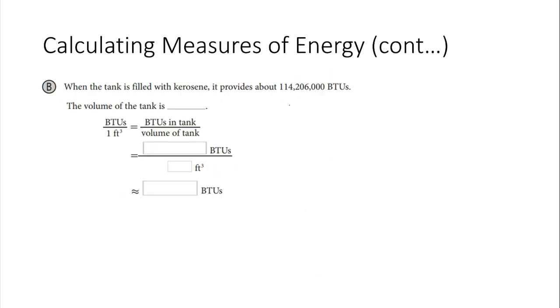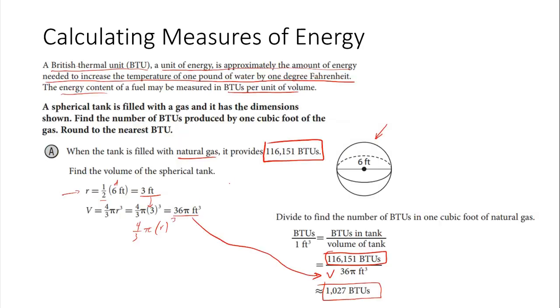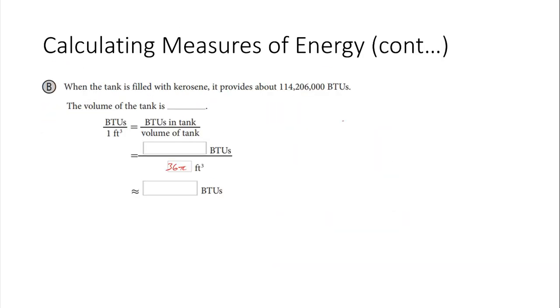All right, so let's take a look here. We got this tank, the same tank, which had 36 pi cubic feet. So it's the same spherical tank, except now it's filled with kerosene. So the volume, again, we're still using the same old tank. Same amount of volume, but it's filled with a different fuel. It's filled with kerosene this time.